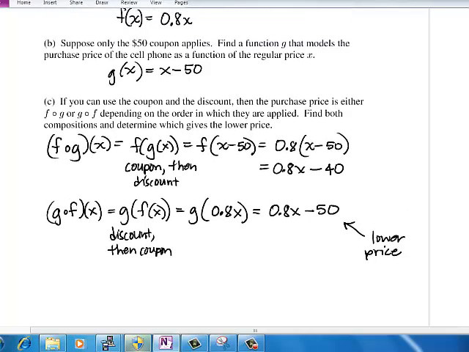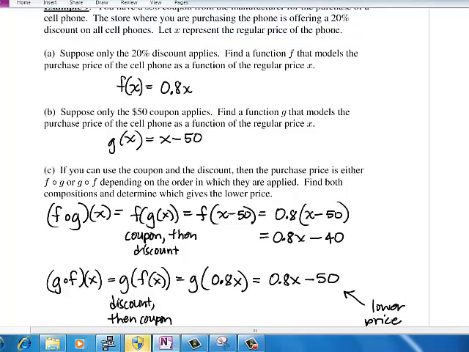Alright, so hopefully these compositions are making sense. The next thing we're going to look at are what are called inverse functions, and then we're going to be looking at exponential and logarithmic functions.